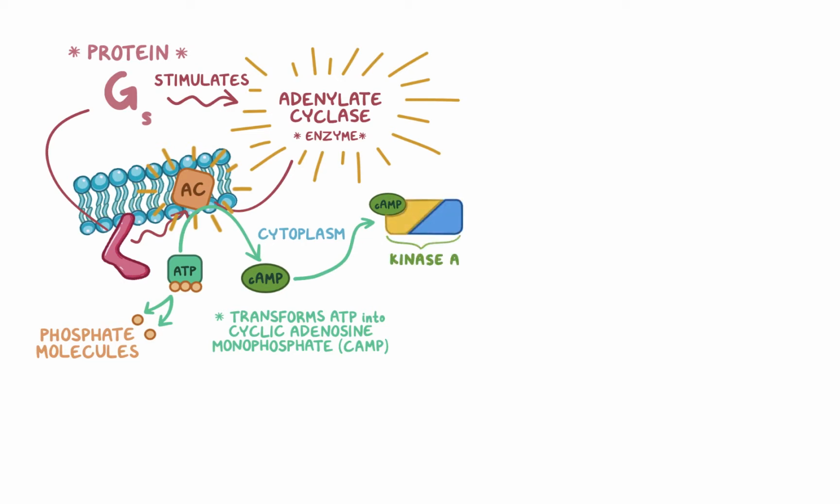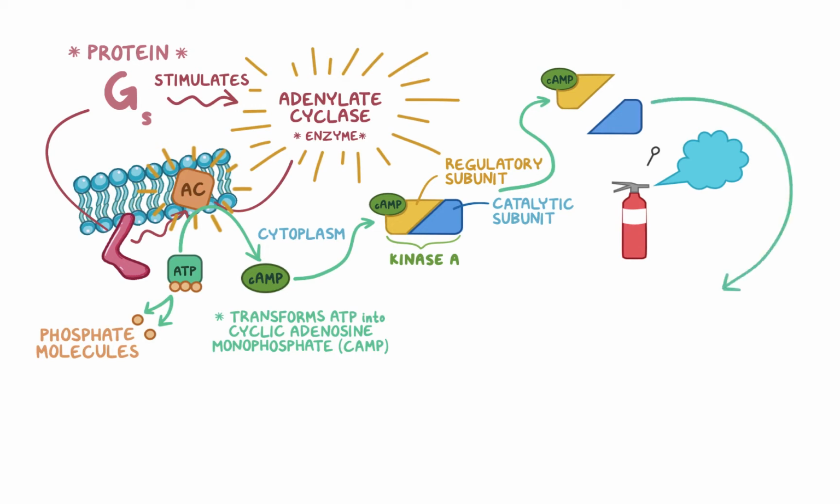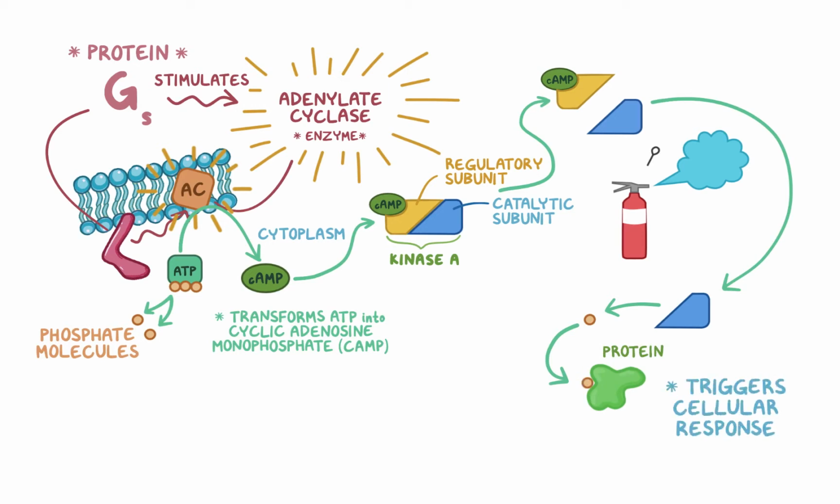Protein kinase A has two parts, a regulatory subunit and a catalytic subunit, and cAMP specifically binds the regulatory subunit of protein kinase A. When cAMP binds, it makes the regulatory subunit dissociate from the catalytic subunit. It's kind of like pulling the pin out of a fire extinguisher, allowing it, in this case the catalytic subunit, to do its job. So, after dissociating, the catalytic subunit of protein kinase A is free to phosphorylate target proteins that trigger a cellular response.